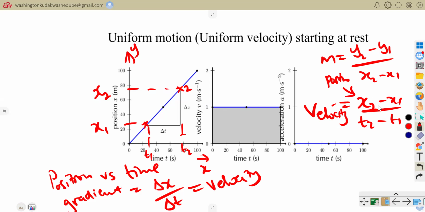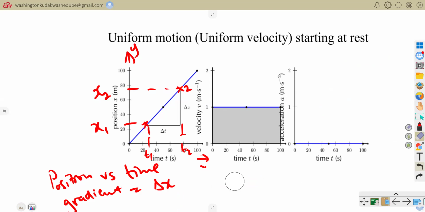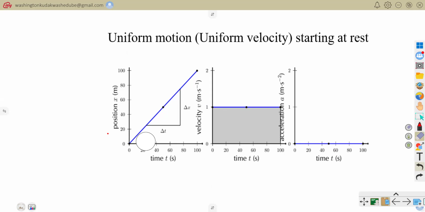So if you look at this equation, it simply tells you the rate of change of position. So the gradient under a position time graph gives you velocity. And we said that since velocity would be constant, it simply means that the gradient of your position time graph has to be constant. So you would have a simple straight line with the equal gradient there, which is under uniform velocity.